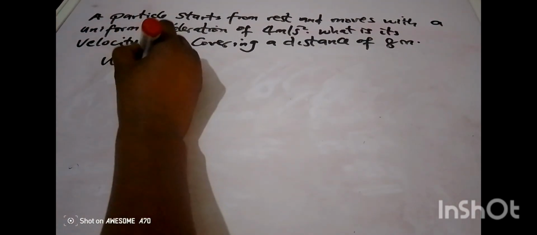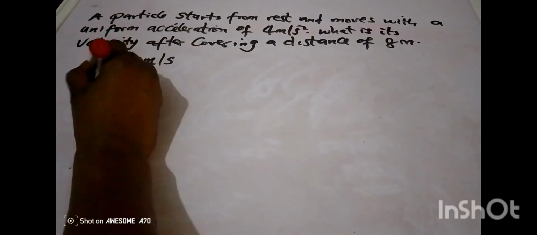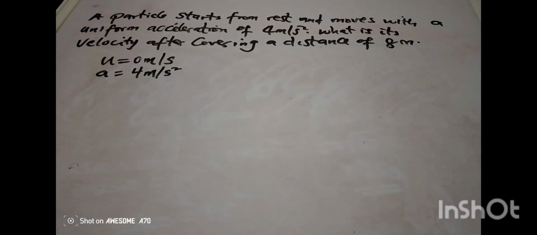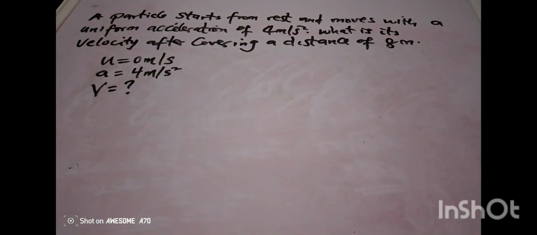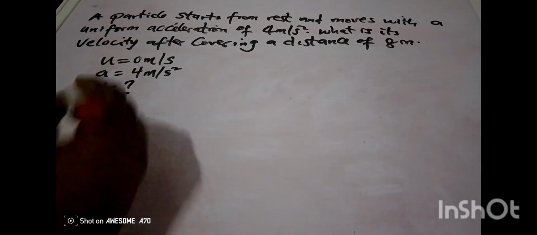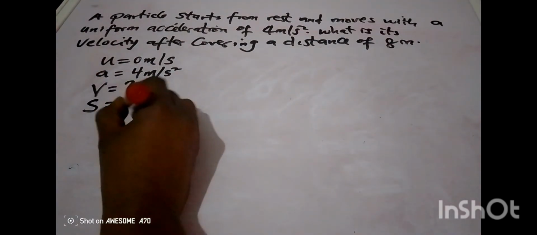Okay, let's look at this example now. A particle starts from rest. So from rest, that is u, 0 meter per second. When an object starts from rest, u is 0, and it moves with a uniform acceleration. Acceleration is 4 meter per second squared. What is its velocity? Now, they are talking about another velocity, so they are asking us for the final velocity. What is its velocity after it has covered a distance s of 8 meters?